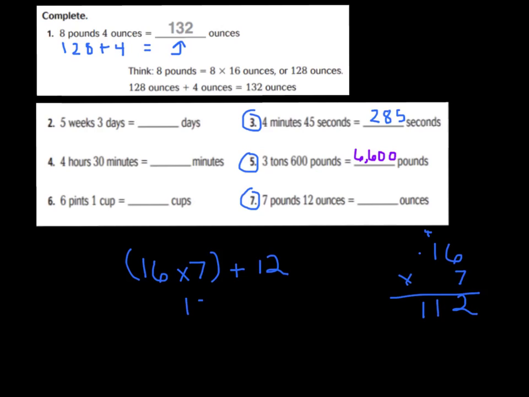So now my equation will have 112 plus 12. And I know 112 plus 12 should be 124. So you should have 124 ounces that are in 7 pounds, 12 ounces. I hope your answer matched mine as well.